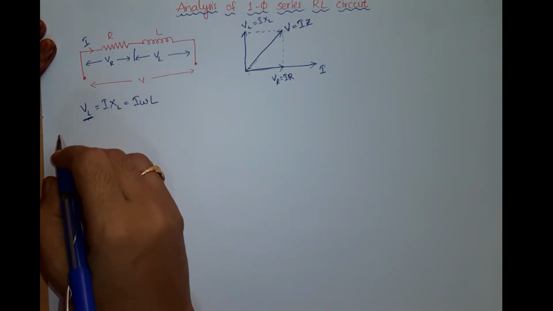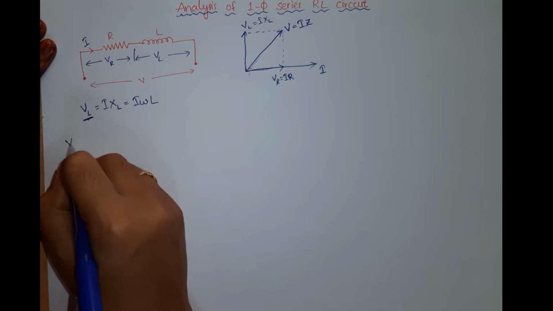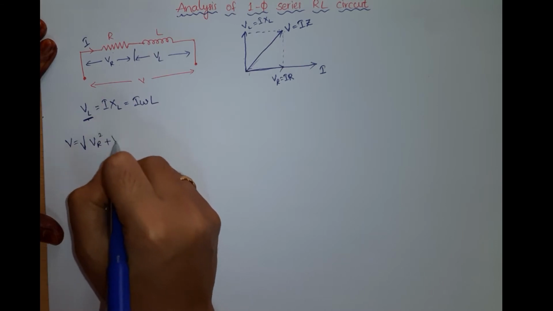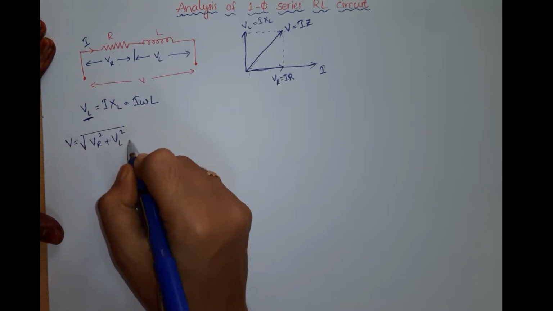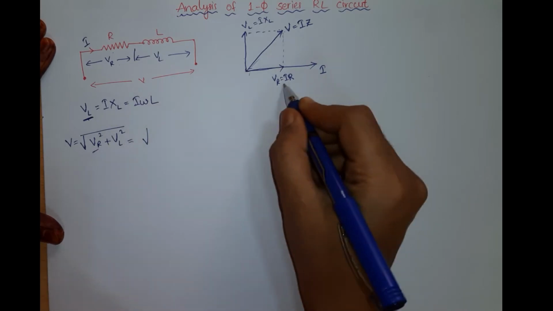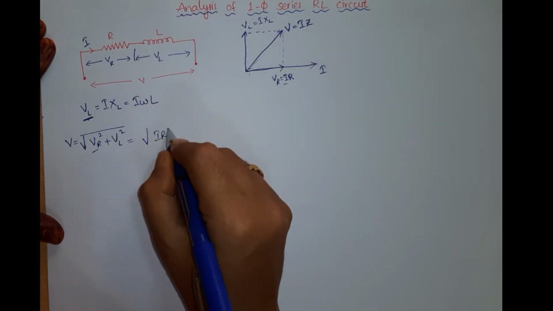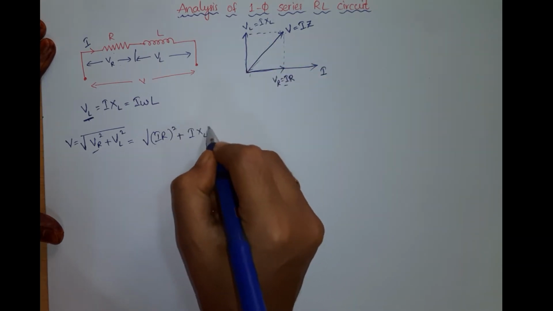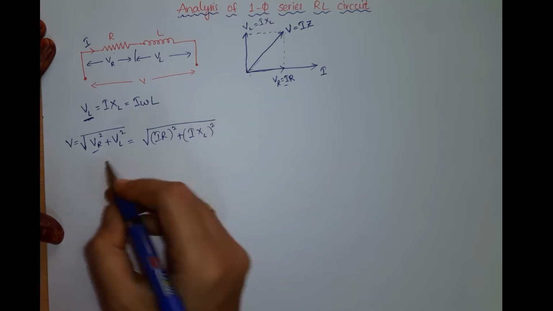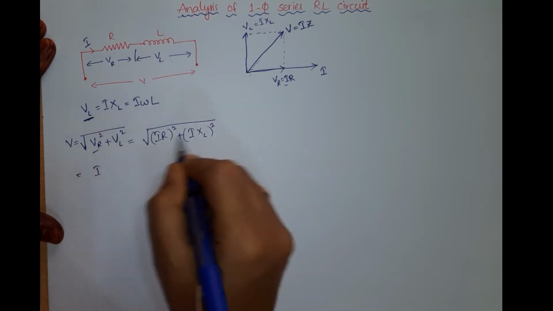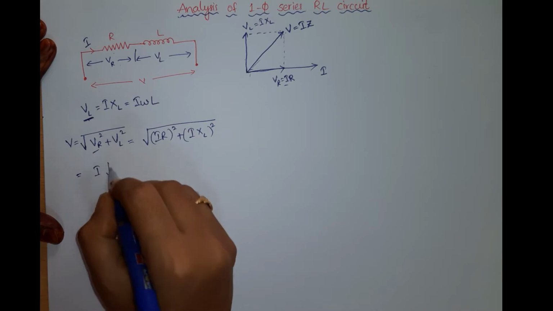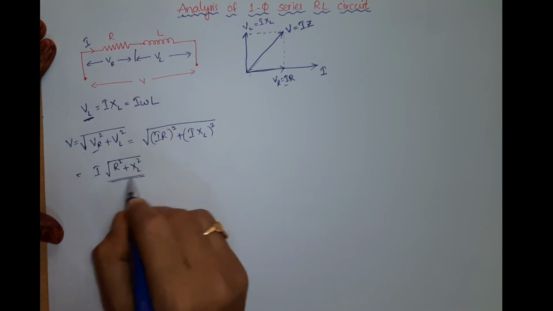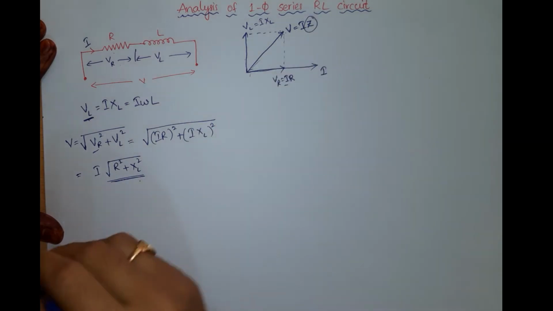So that can be taken as V is equal to the diagonal, given by root of VR square plus VL square. That can be written as VR is IR, the whole square, plus VL is I XL, the whole square. This can be simplified: I can be taken common from both the terms, I into root of R square plus XL square. So this root of R square plus XL square is nothing but our Z.